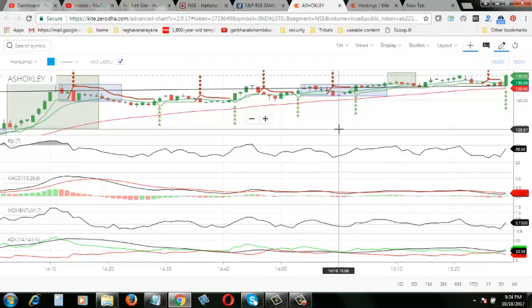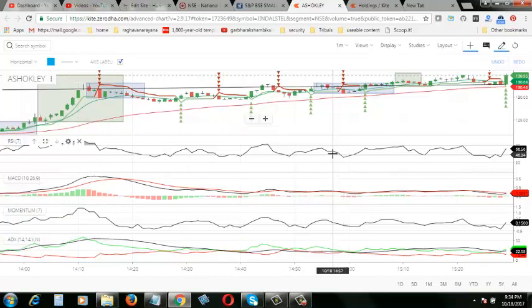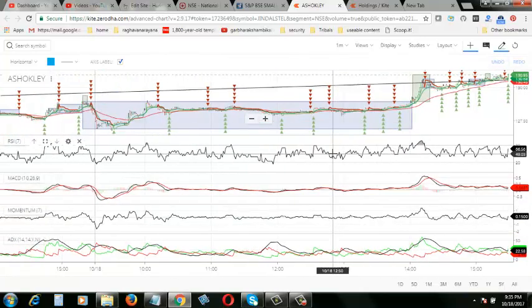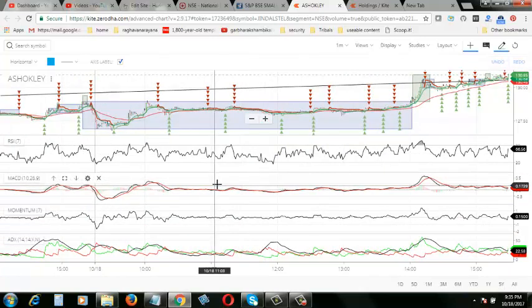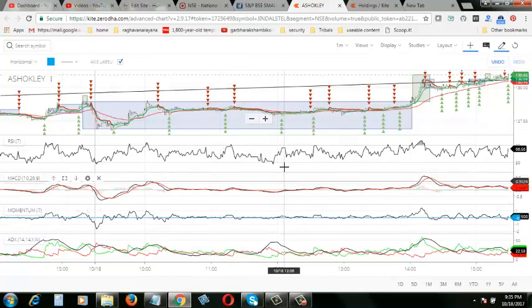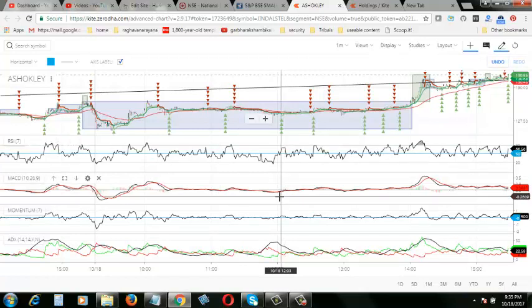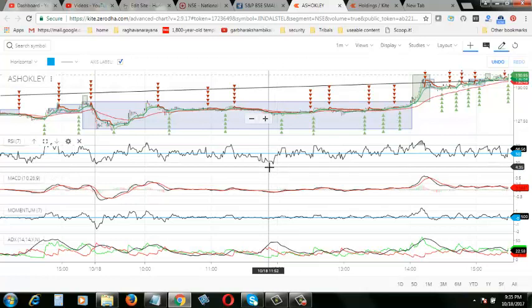Okay, now this is the minute chart of Ashok Leyland, and I'm taking the chart of October 18. Today is October 18, and I'm trying to see what the volatility is, what the relative strength of this particular stock is, and what the momentum of this particular stock is.